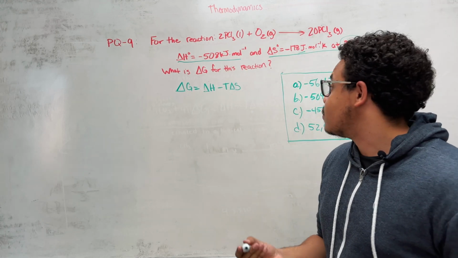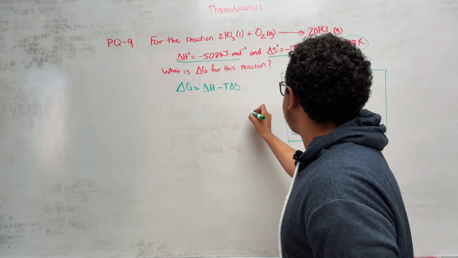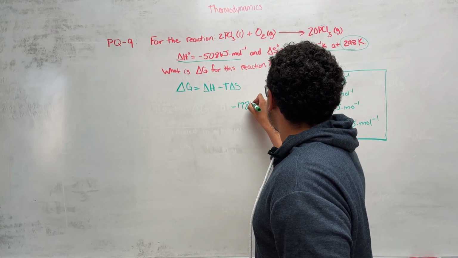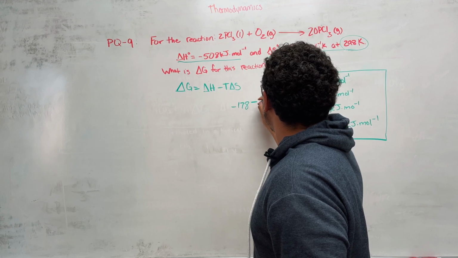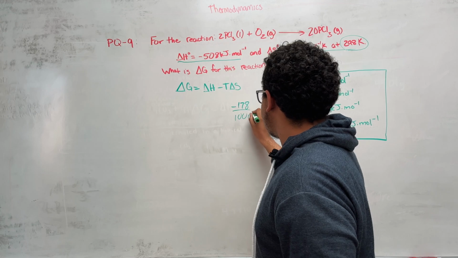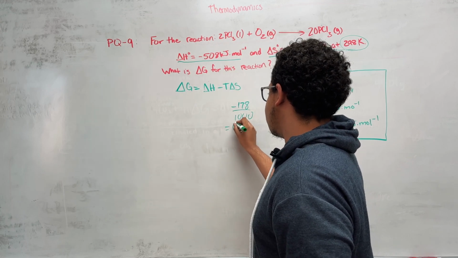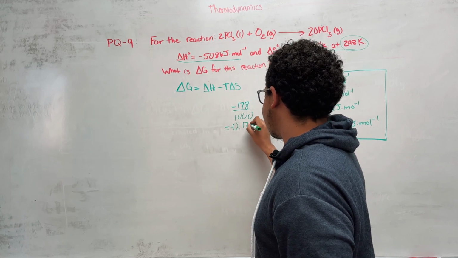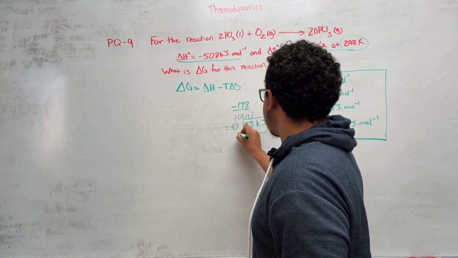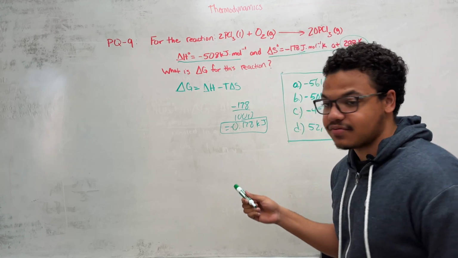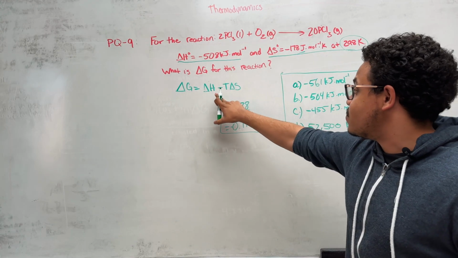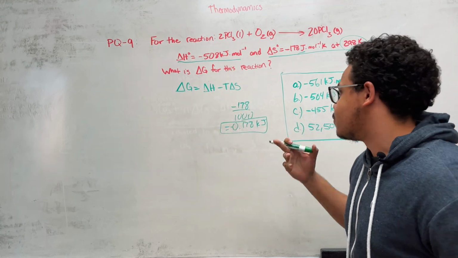And it's very simple. All you have to do is just take the number and divide it by 1,000. That gives you negative 0.178 kilojoules. So now that we have this in kilojoules, we can now plug in everything into the equation or formula, whatever.